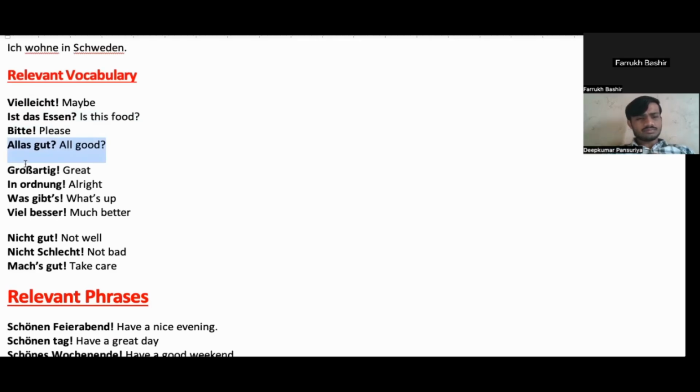"Großartig" means great. Always remember this one, this is a double S. We have, I think, a fourth or fifth lesson that is based on vocabulary and pronunciation. Basically, we have 20 different ways to pronounce words in German, so we will learn in detail how these sounds are generated.